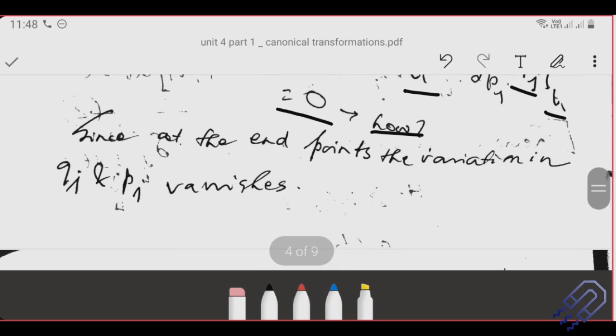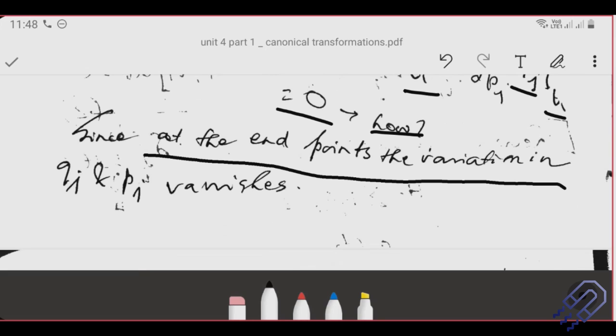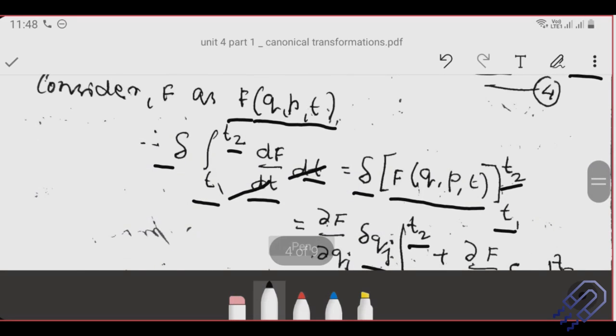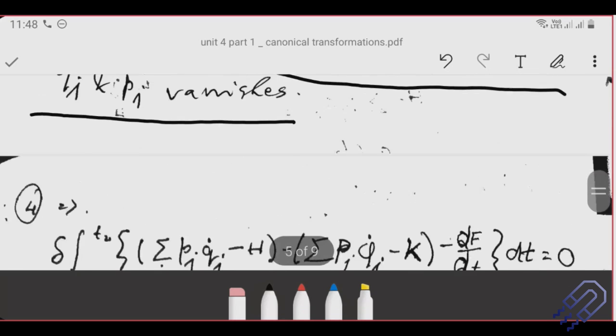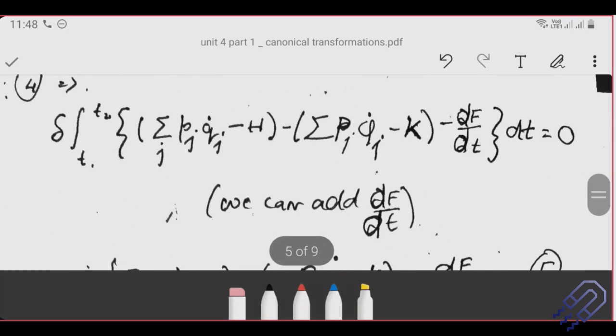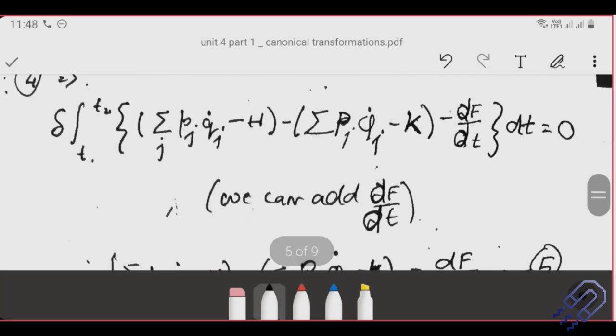What happens is at the end points, that is t1 and t2, the variation in Qj and Pj will vanish. It will vanish. There is no such variation. And as a result, I can consider this part to be 0. Remember, 0. Take this.